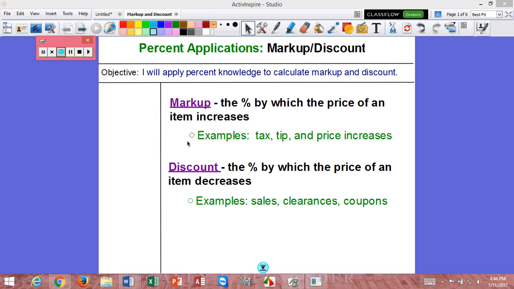Hey everyone! Alright, today's video is going to be over markups and discounts. So your objective: I will apply percent knowledge to calculate markup and discount.